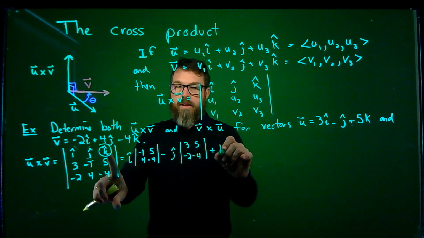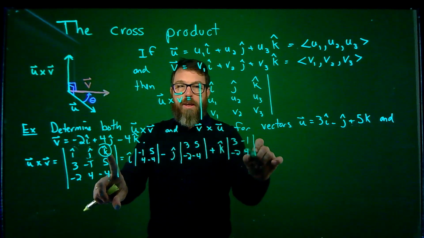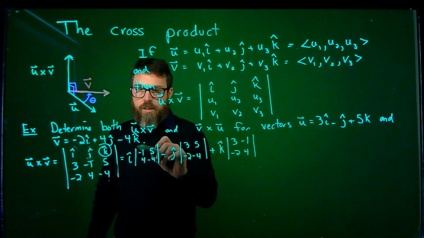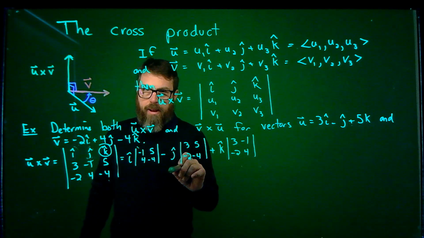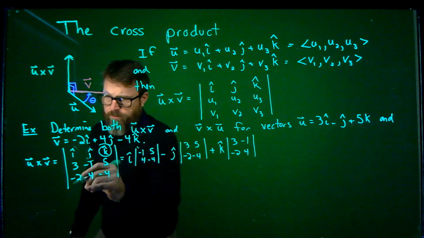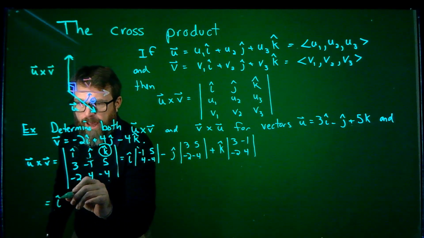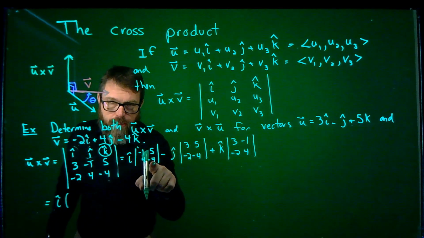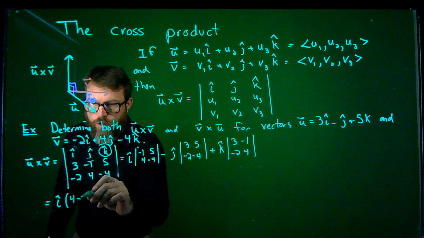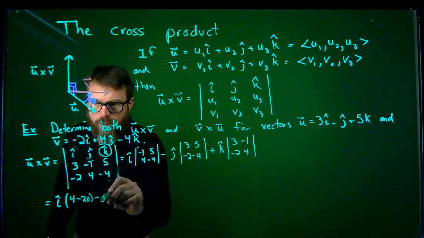So this is going to be k times the determinant of [3, -1; -2, 4]. The way you find the determinant of 2 by 2 matrices is you multiply the main diagonal and subtract it from the multiplication of the other diagonal. So this is going to be equal to i times (-1 times -4, which would be 4, minus 5 times 4, which is going to be 20), minus our j.